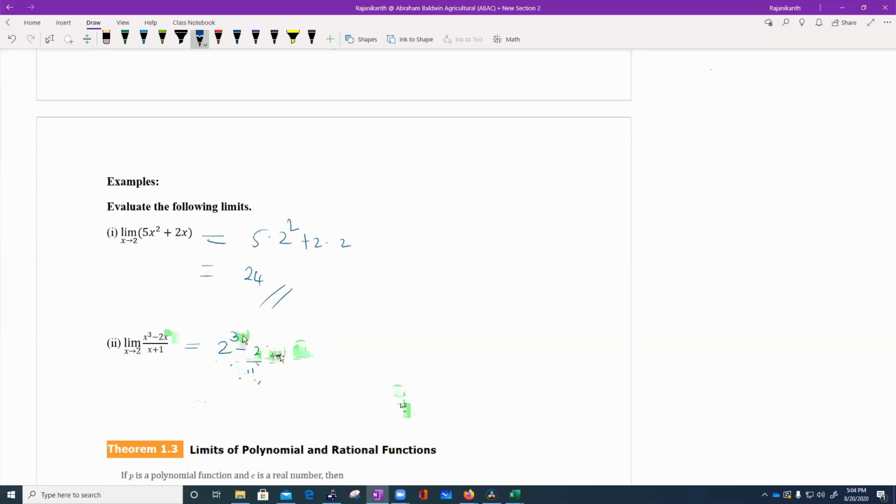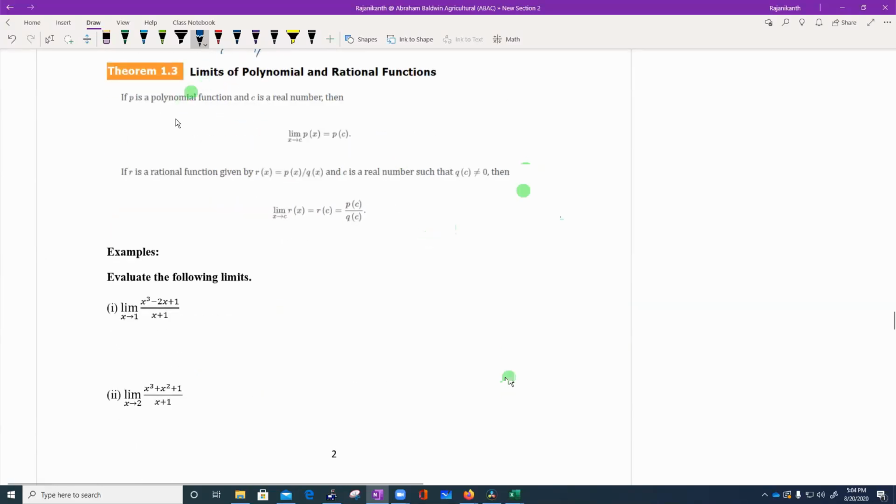2 to the power 3 is 8. 8 minus 4 is 4 over 3, right? Okay. So now this one is about finding the limit of the polynomial. Polynomial is what? Polynomial is the expression.